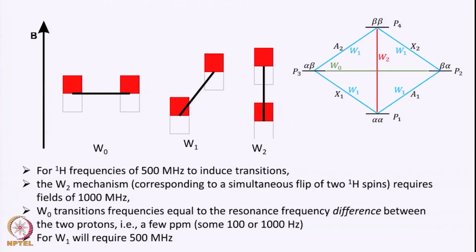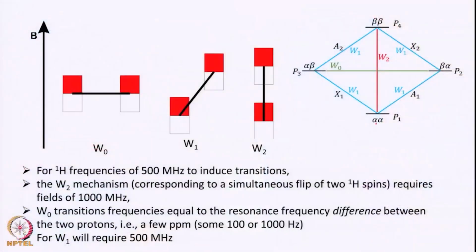To make it even simpler, let me try to consider these spins as magnets. Say we are doing proton resonance at 500 megahertz, so the transition is happening at 500 megahertz for a proton. That means one transition here, where this alpha is flipping to beta. One spin is flipping, so 500 megahertz induces a transition.